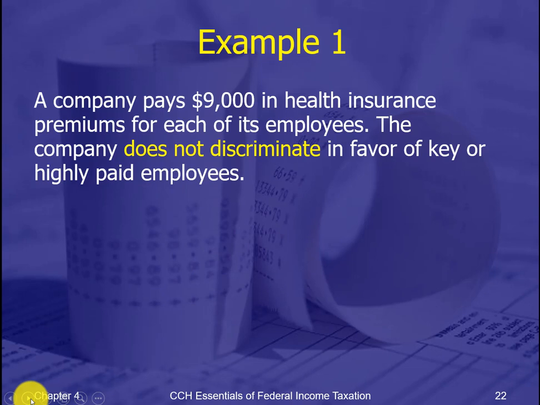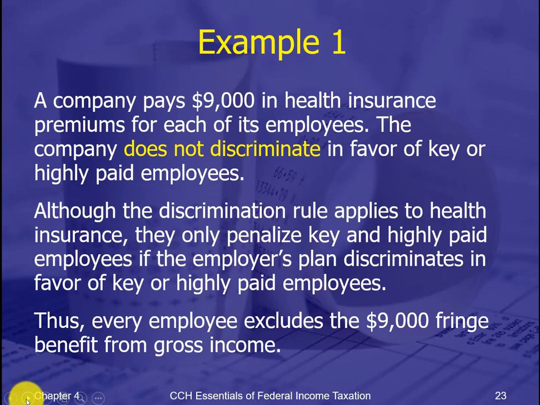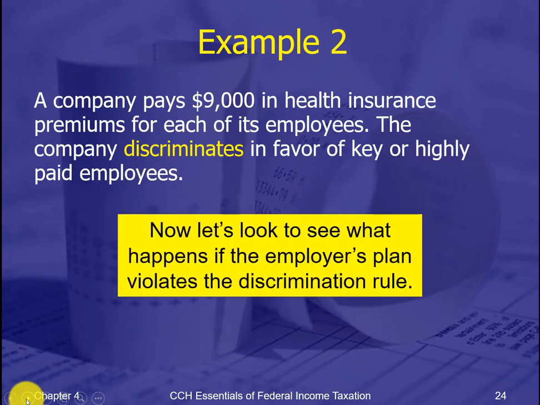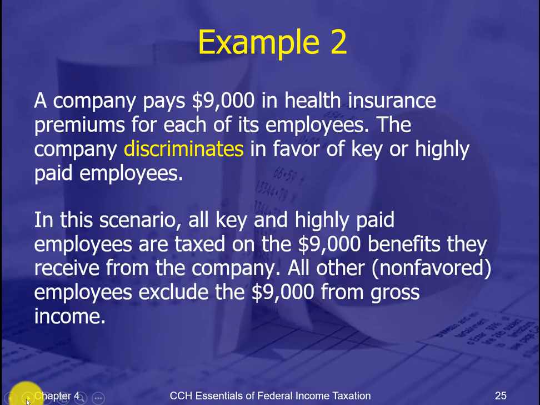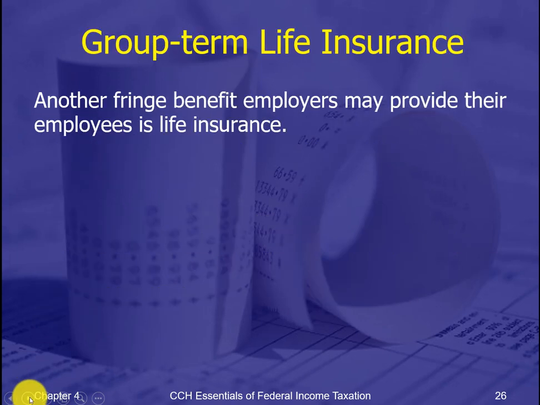So if your company pays $9,000 for each of its employees, that's not discriminatory because everyone's the same. All right, so every employee excludes it. If they violate the discrimination rule, meaning they favor, for instance, the highly paid employees over the others in some way, then all key and highly paid employees pay tax, or include that $9,000 in their income.